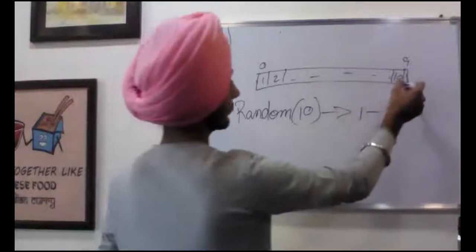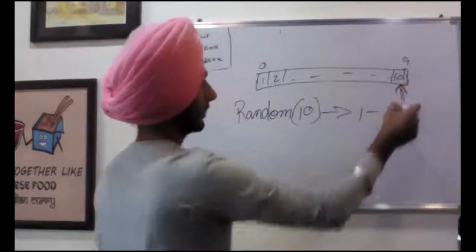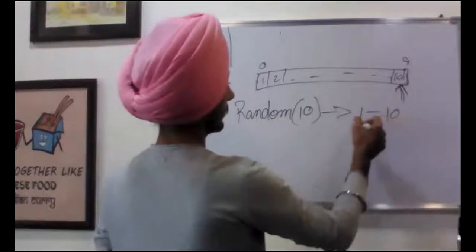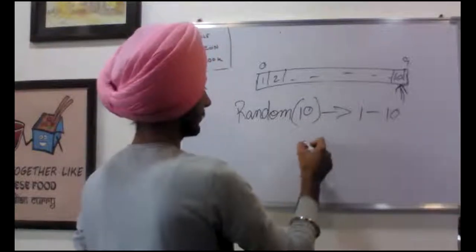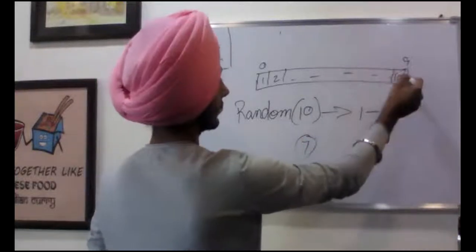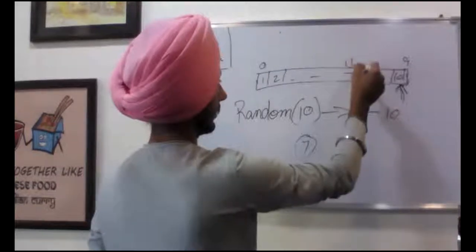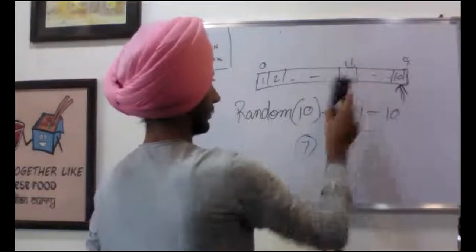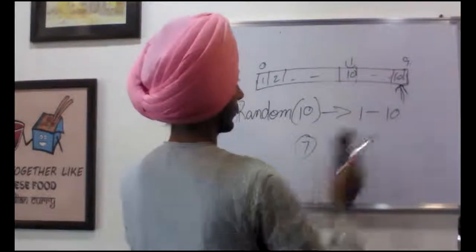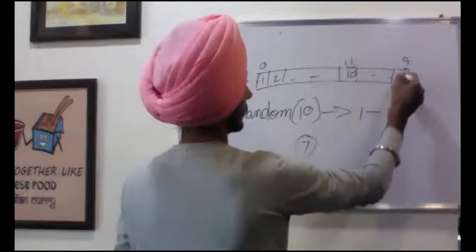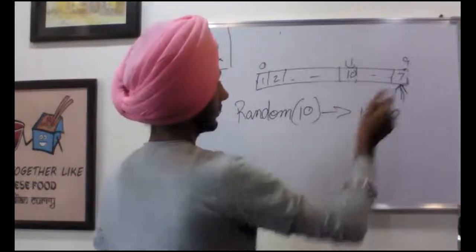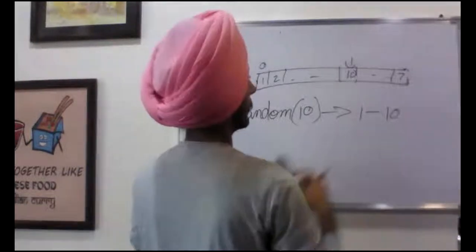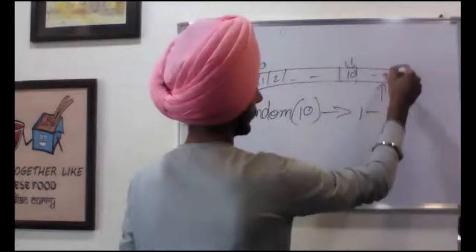First of all, suppose we start from the last element of the initial array. Some number will be generated. Suppose that is 7. We swap this element with that particular index, so here 10 and here 7. Then the pointer, which was pointing to the last number, moves to the previous position. Here we already had 9.